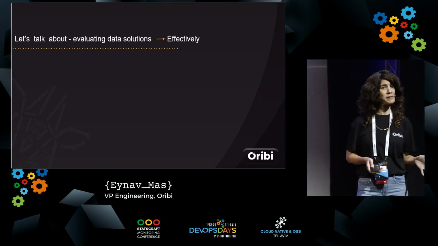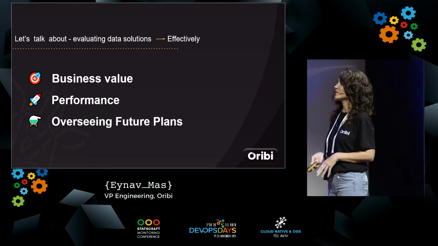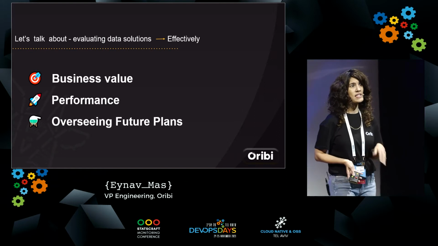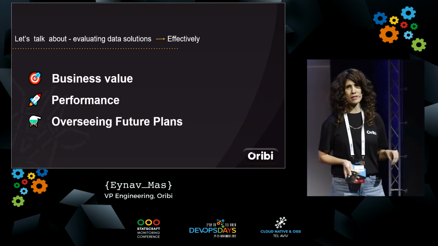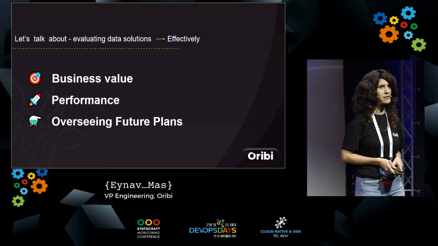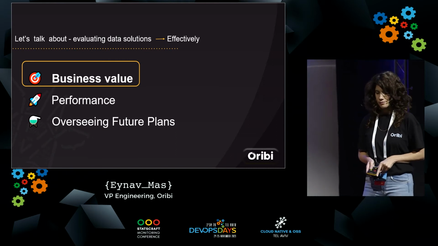I'm going to share 3 pillars that will greatly help you with your data solutions. The first one is business value. The second is really looking into the performance requirements. And last, overthink future plans. Let's start talking about the business value.